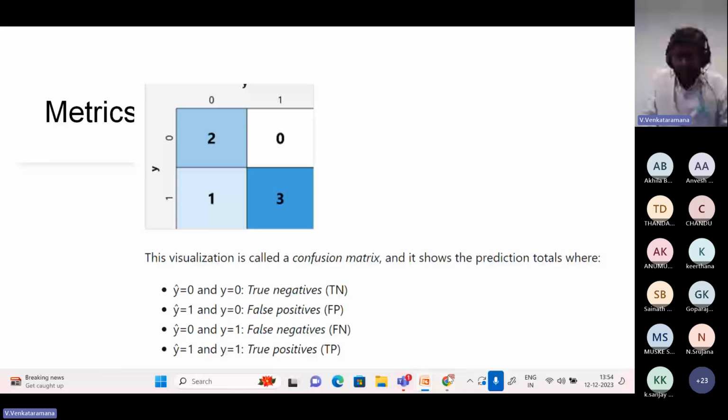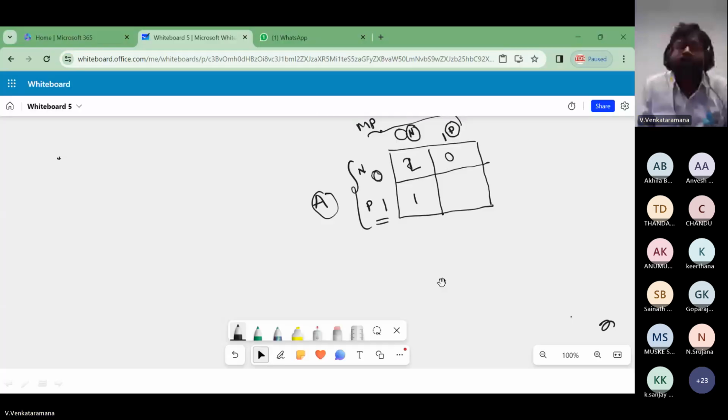So I will give some names here. Your model is predicting negative. Actually, he is negative. That means your model is predicting negative and the actual value is also negative. So this cell is called a true negative. TN means true negative. So how many true negative samples are there?